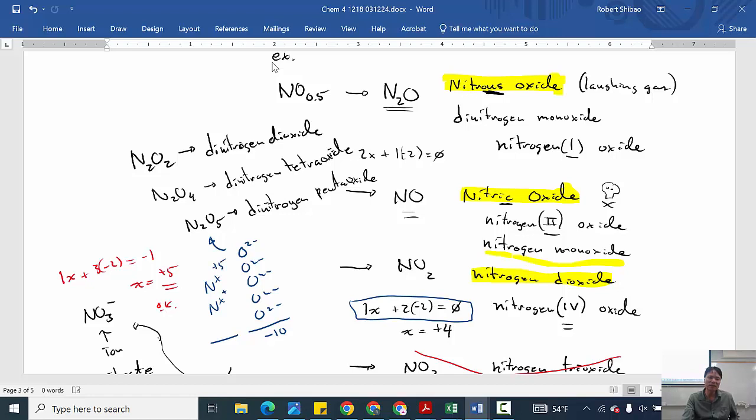So if I have plus 5 here, that's going to be plus 10. And so plus 10 minus 10 gives me 0. Compounds are neutral. So this is nitrogen 5. I need to stop here because I'm at max. Nitrogen, Roman numeral 5, oxide.